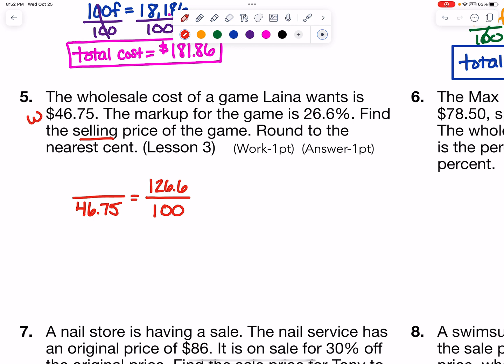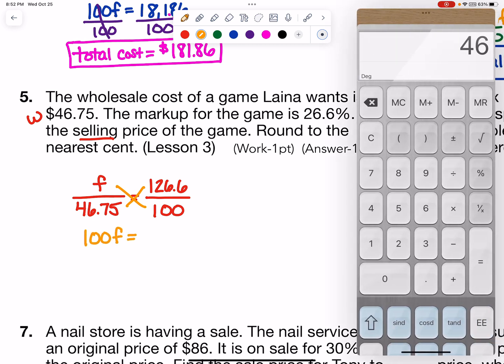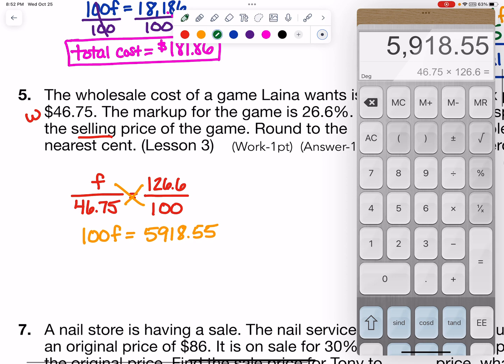All right, now that'll get us to the final selling price. Let's go ahead and do means extremes or cross multiplying. And we have 100F equals, whatever this multiplication is, 46.75 times 126.6, and we get 5918.55. I need to isolate the variable.